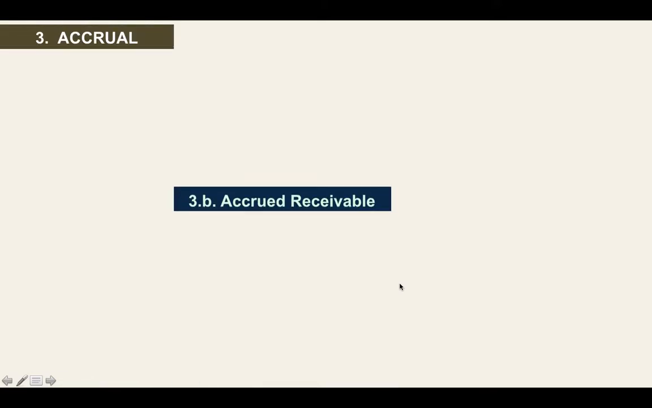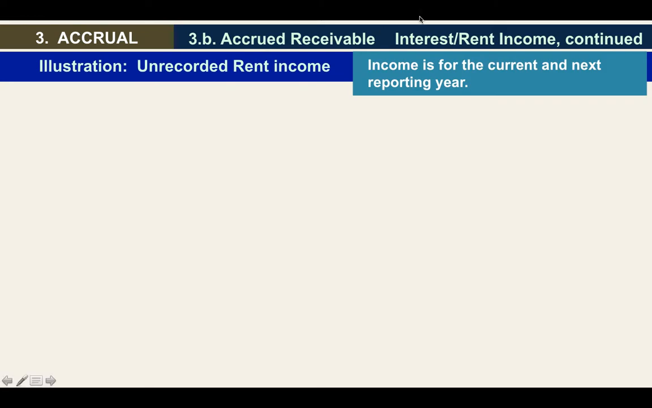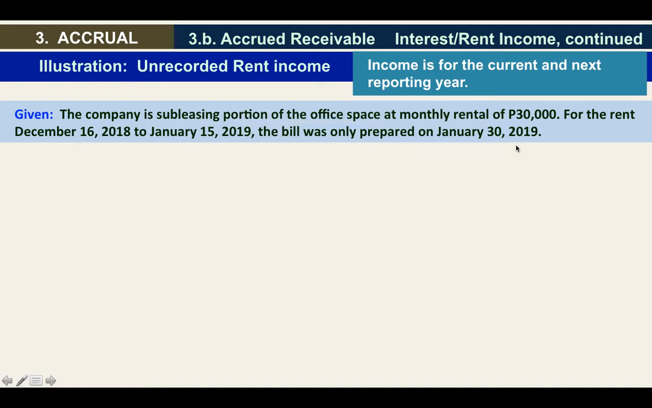Okay, class. So we are going to use what we call, if the rent income is for 2 reporting periods, and this is our illustration, income is for the current and next reporting year. So in this case, our transaction, the company is subleasing a portion of the office space at a monthly rental of $30,000. For the rent December 16, 2018 to January 15, 2019, the bill was only prepared on January 30, 2019.